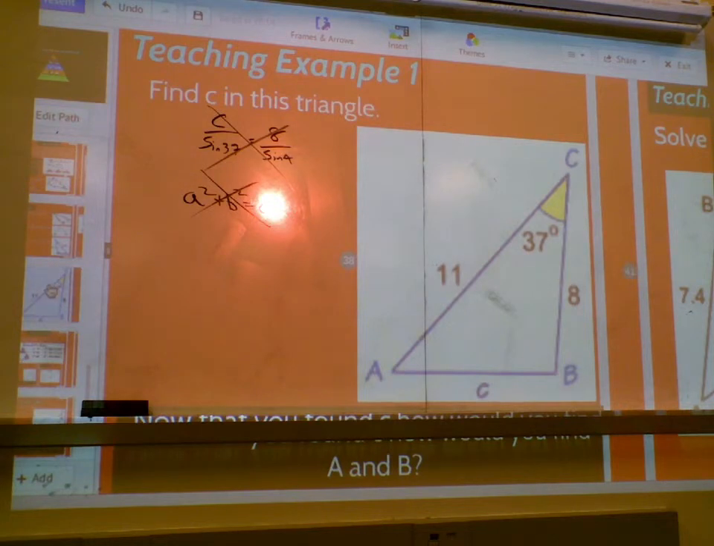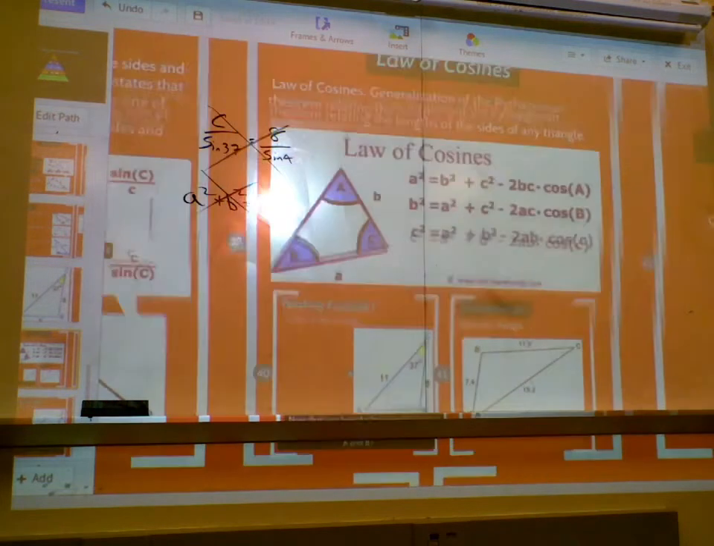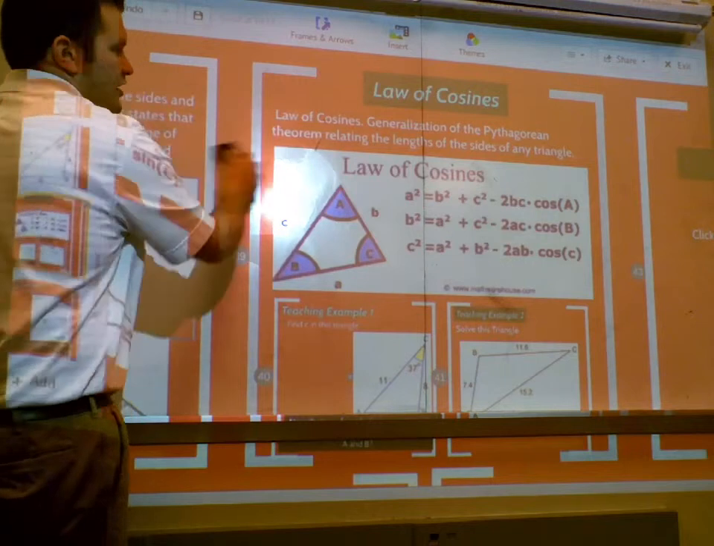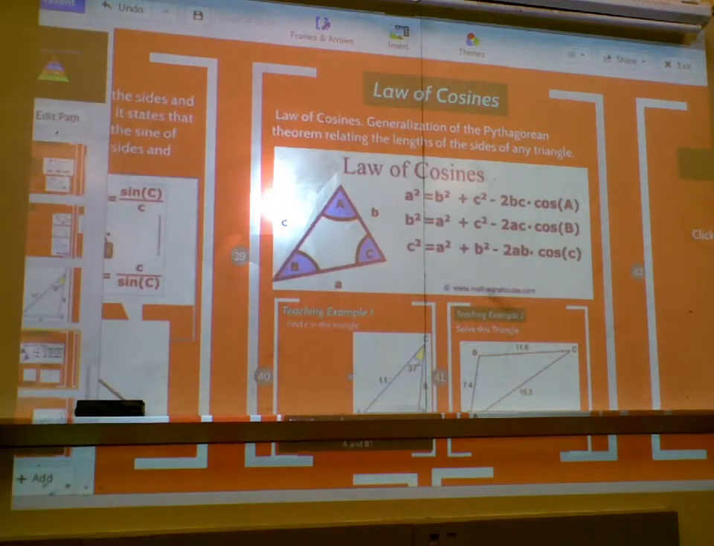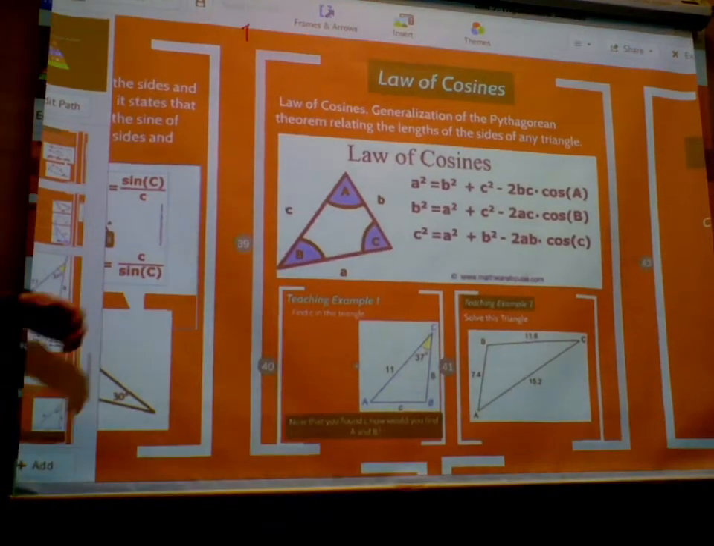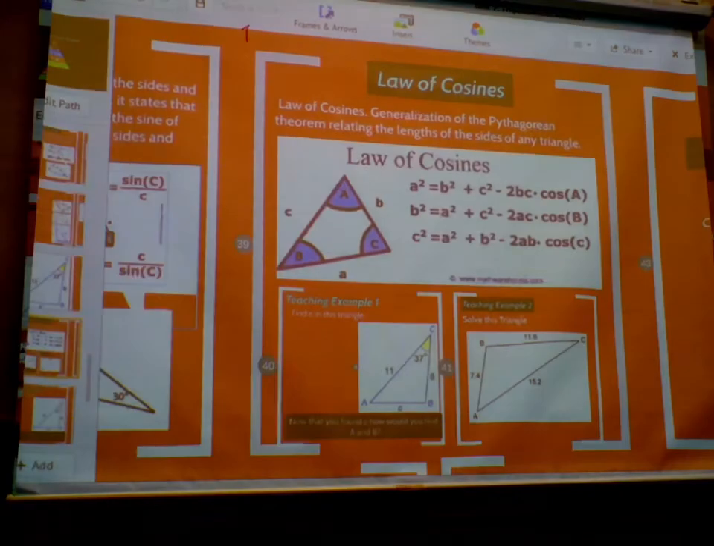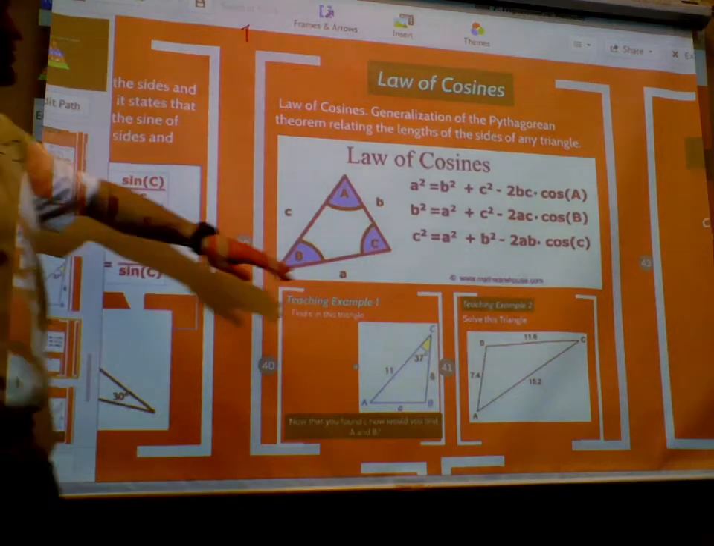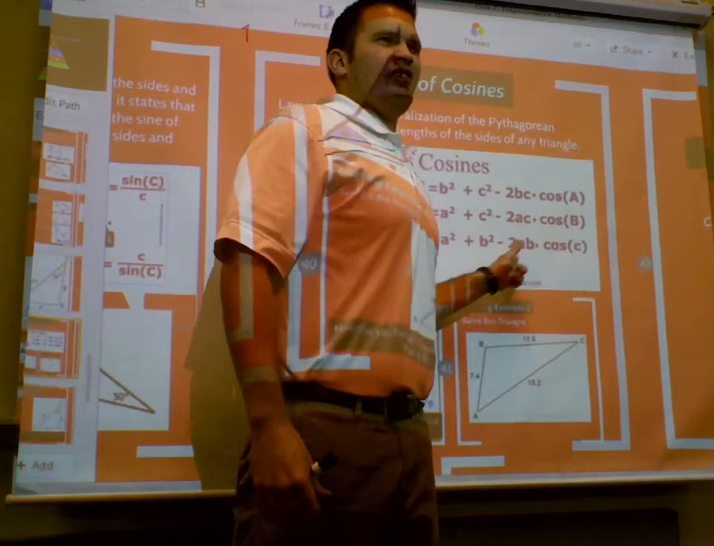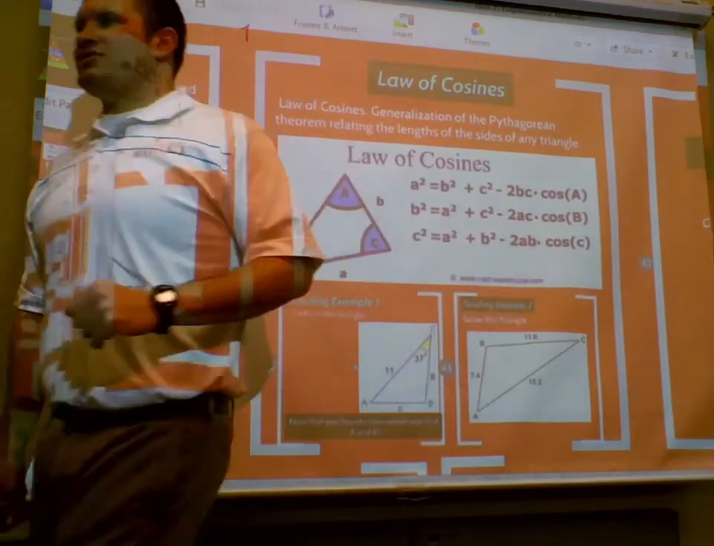Alright, so we were here, now we're here. What we need is something called the law of cosines. The law of cosines, and this is already written down in your paper, is a generalization of the Pythagorean theorem relating the lengths of the sides of any triangle. If you look at the equation for law of cosines, it looks like the Pythagorean theorem, doesn't it? A squared plus B squared equals C squared, but then they added a bunch of stuff on the end. Why do you think they added that?